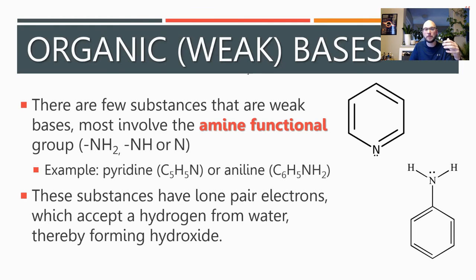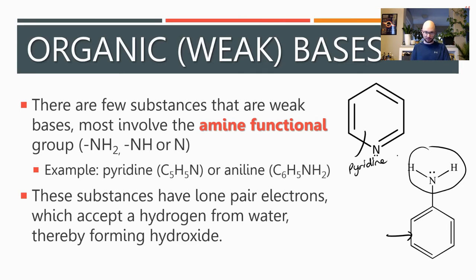This one here is called pyridine, and you can see it in your chart. We have a table of Ka values for weak acids and a table of weak bases. This here is aniline, the other substance. So we've got that functional group here.